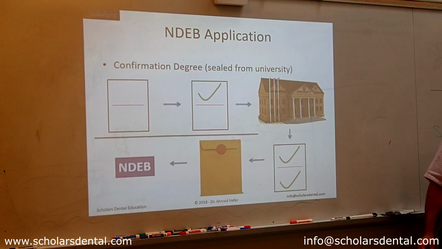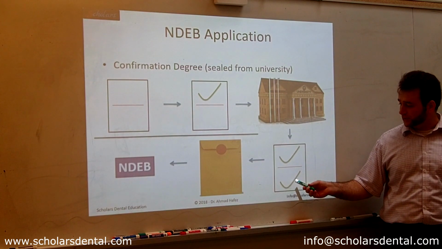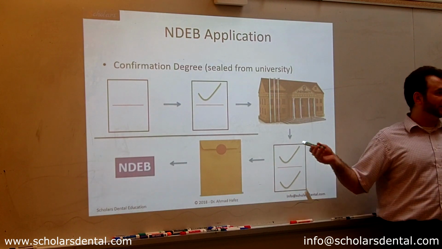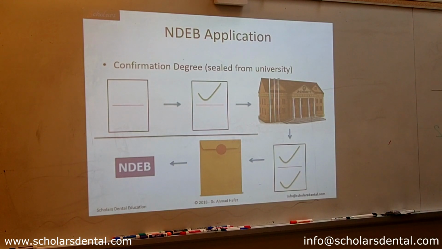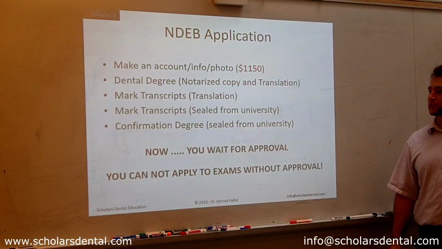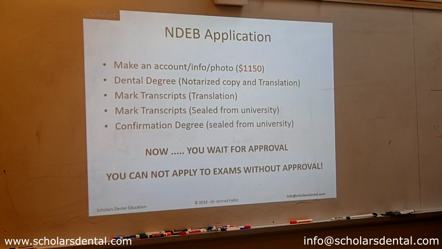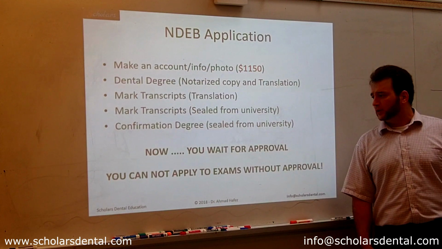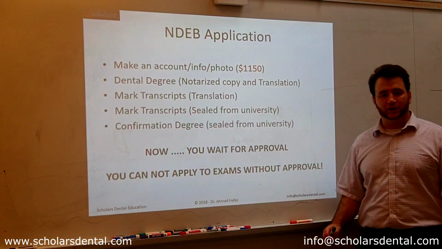You could have issues here, because my university put a weird date that didn't match my date, and I had to do it again. So sometimes you have to repeat that part. But that's how the confirmation degree is, and that's pretty much it. So once you send it, now you wait for approval, and once you're approved, then you can apply to the exams.